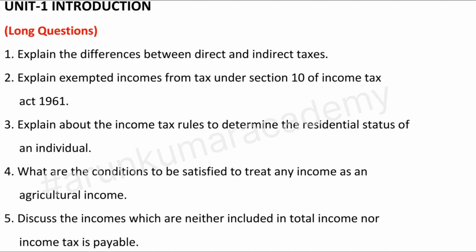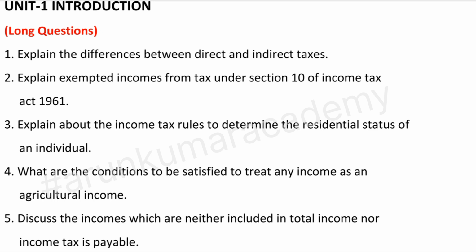Then question number 3. Explain about the income tax rules to determine the residential status of an individual. So section 6 of the Income Tax Act 1961 has given the conditions regarding the residential status of an individual. So you need to highlight all these things, like what are the basic conditions and what are the additional conditions. Then you need to explain them in detail.